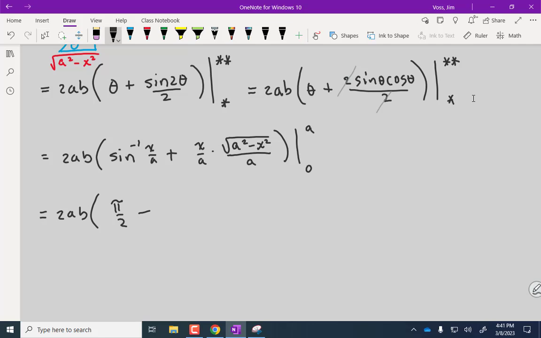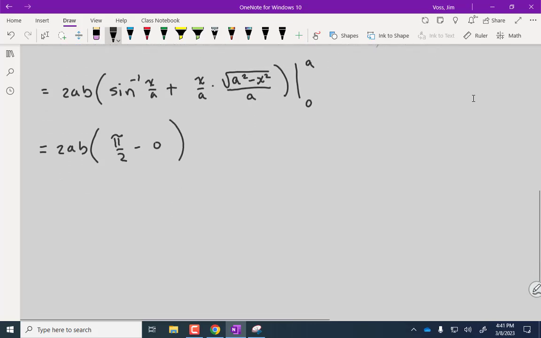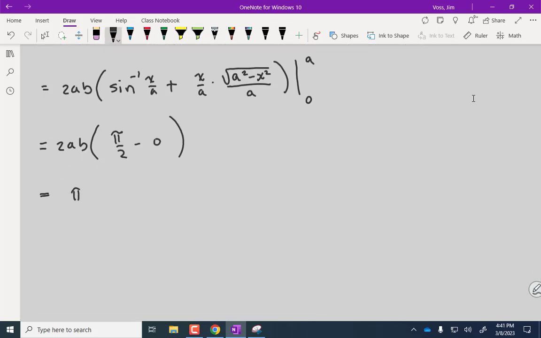Inverse sine of 0, the angle with sine 0. The y coordinate is the sine, so the angle with sine 0 is 0, so that's gone. Plug in 0 here, gone. Let's just leave it as a minus 0. And there is our area: pi a b, just like a circle, pi r r.